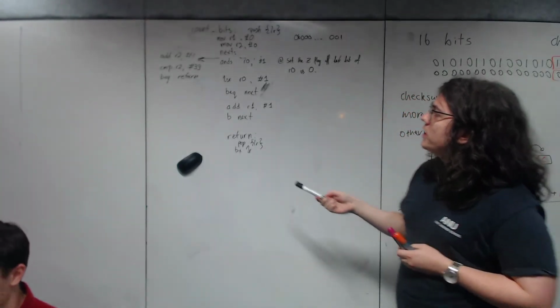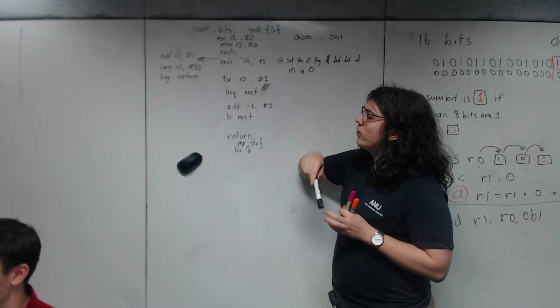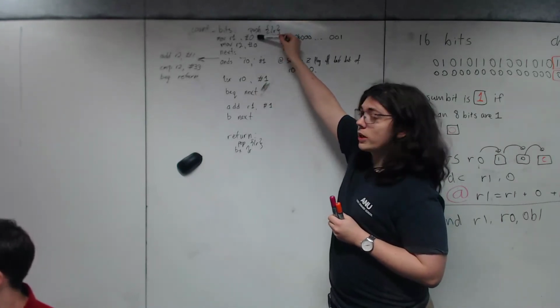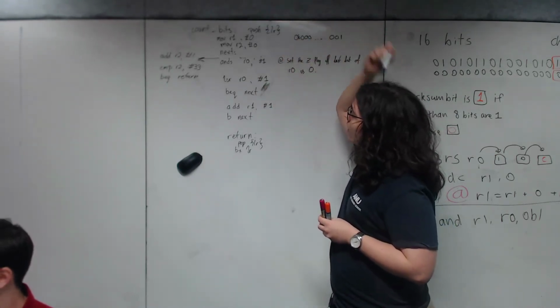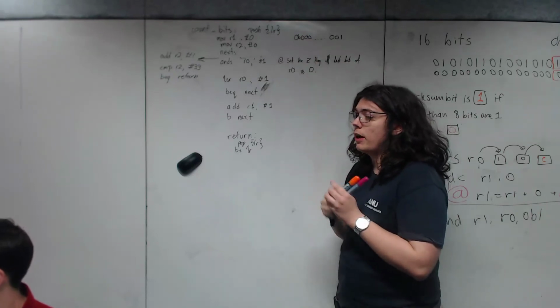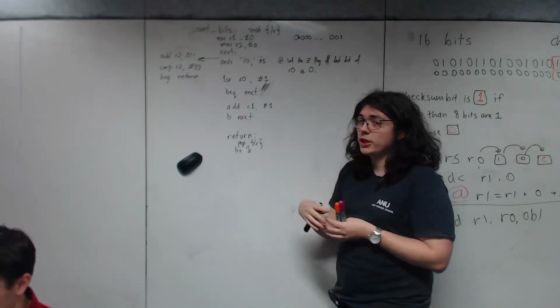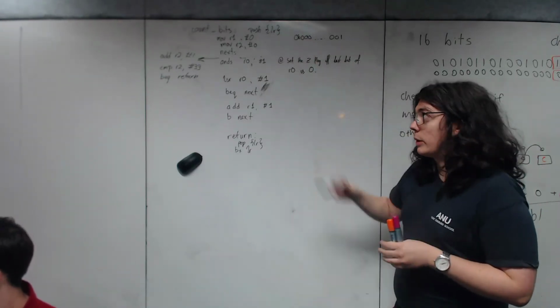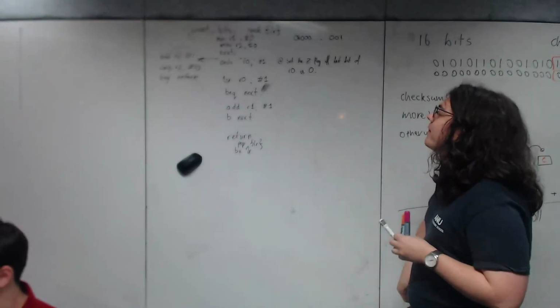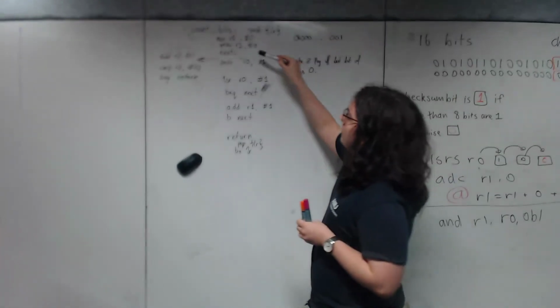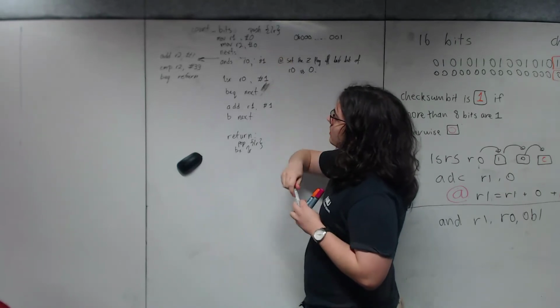Okay, so it begins by setting R1 to 0 and R2 to 0. R1 is going to be a counter, keeping track of how many bits are equal to 1. R2 is just keeping track of how many bits we've checked, because we only need to check 32. Otherwise we could get stuck in an infinite loop, constantly counting. And then this is the meat of it, inside this next.